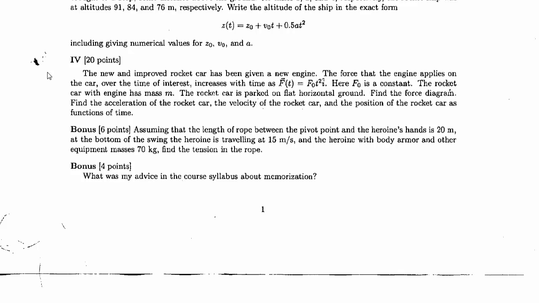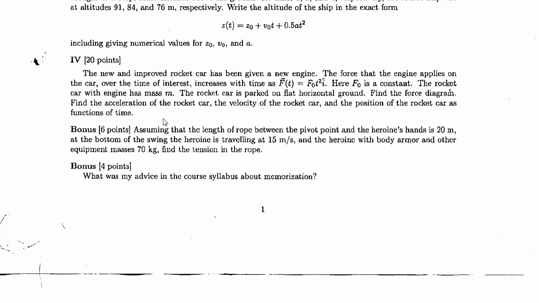Roman numeral 4, we have a new and improved rocket car whose engine delivers a horizontal force that increases quadratically with time. The rocket car with engine has mass m. It's on horizontal ground. Find the force diagram, the acceleration, velocity, and the position as functions of time.